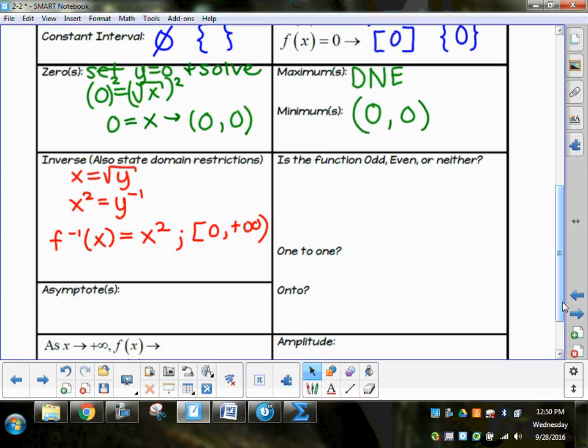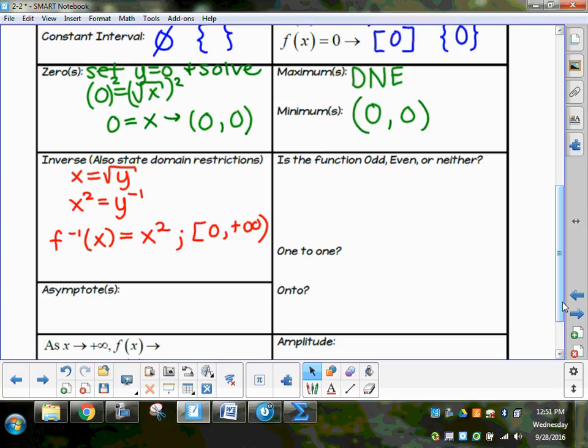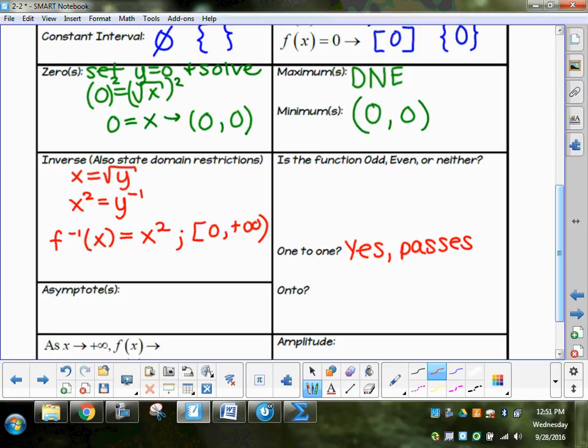Who agrees? Who disagrees? Who can tell me why they disagree? In order for it to be 1 to 1, this answer here is going to be yes. Is it 1 to 1? Because it passes your vertical line test and your horizontal line test.